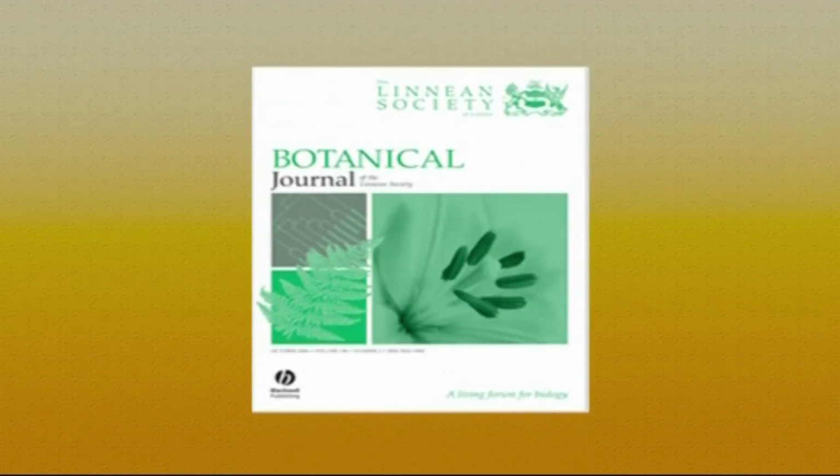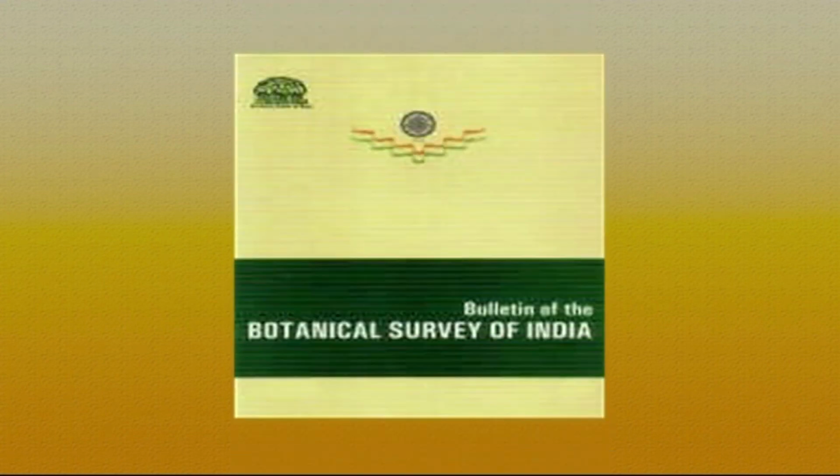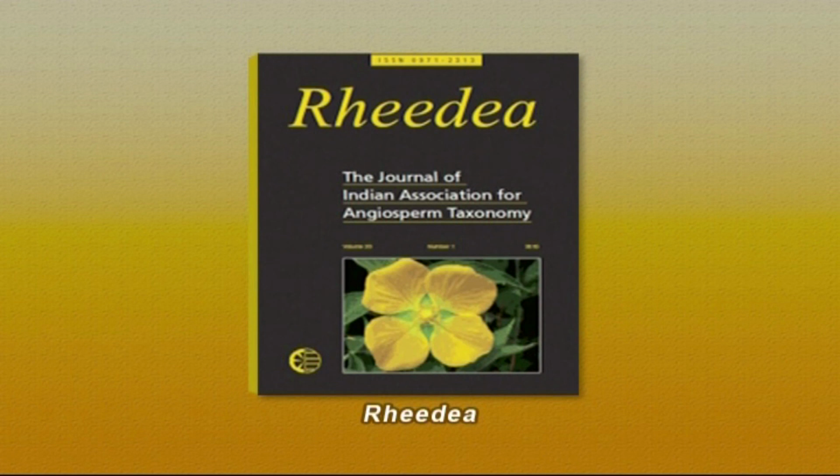Botanical Journal of the Linnean Society, or even in India we have taxonomic journals like Bulletin of the Botanical Survey of India that is published by the Botanical Survey of India, Kolkata, or we have a journal by the name of Rheedea that is published by a society called the Indian Association for Angiosperm Taxonomy. All these journals provide the forum where the taxonomists publish their immediate results. In addition to the journals, we have illustrations. These are basically the graphical details of the plant parts which are often published along with the text in the floras.